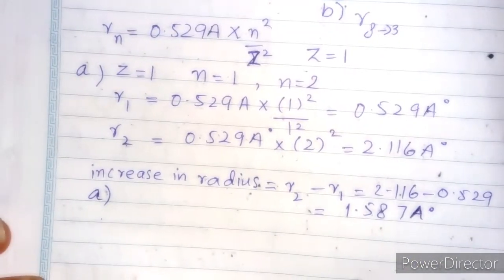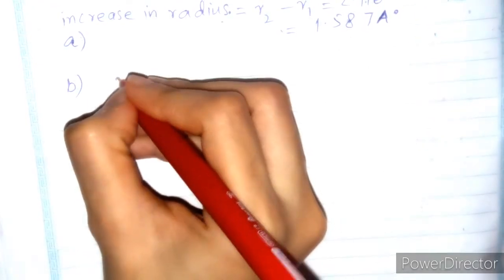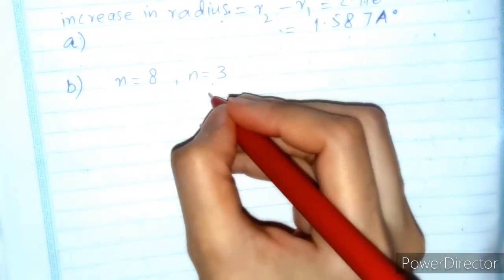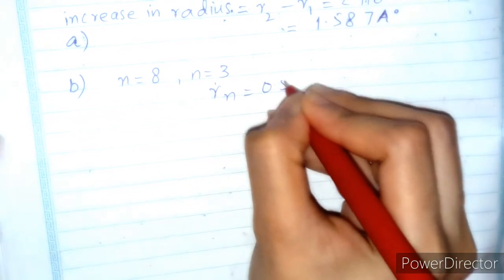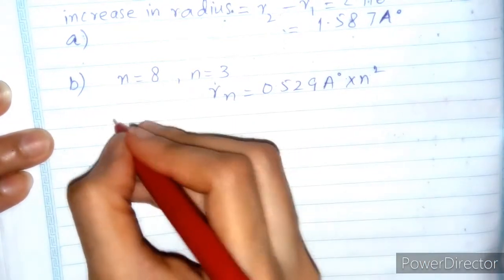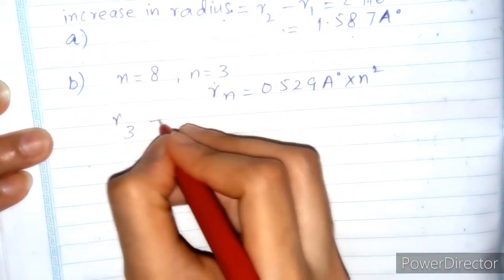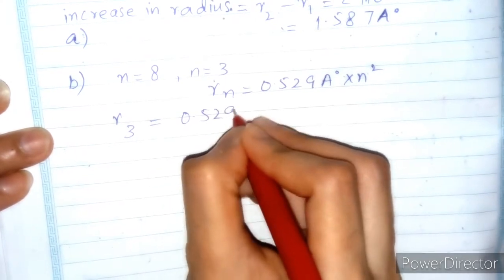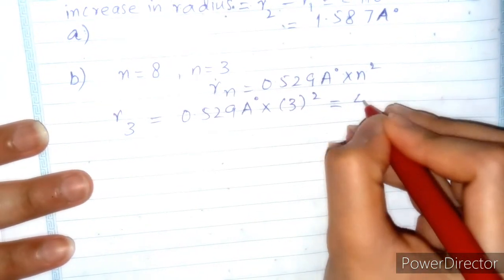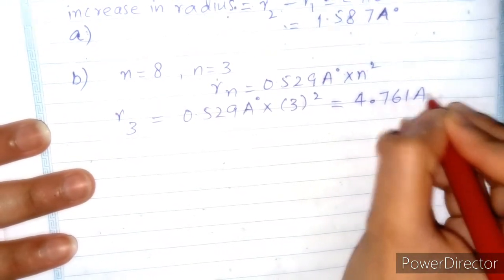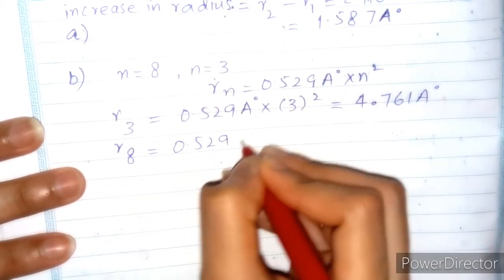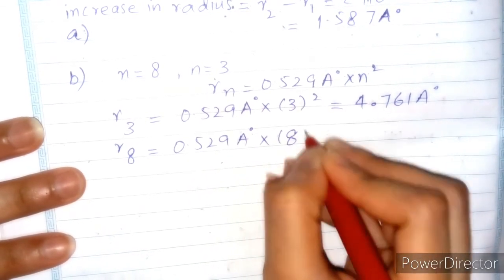Now moving towards the B part. We are given the values of n is equal to 8 and n is equal to 3. We will put in the equation Rn is equal to 0.529 a naught multiplied by n square. First we will put in the place of n, 3: R3 is equal to 0.529 a naught multiplied by 3 square. So we get the answer 4.761 a naught. And then R8, so we get 0.529 a naught multiplied by 8 square.